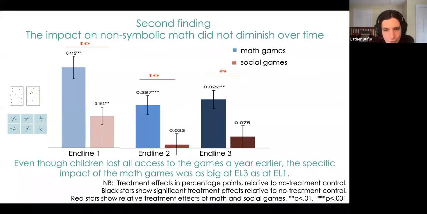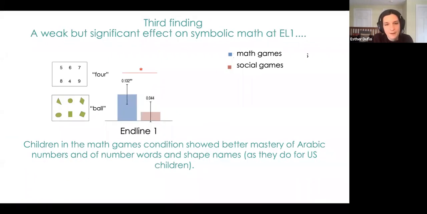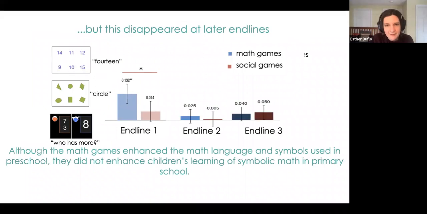Secondly, at endline 2 and at endline 3, 18 months later, we find that these non-symbolic math gains are durable. They don't diminish over time, which is pretty unique because in every single experiment I did on education, you find this strong decay over time, but we don't find any. That's the good news. The bad news on the other end is that we don't find any impact on formal math skills once the kids have reached schools.